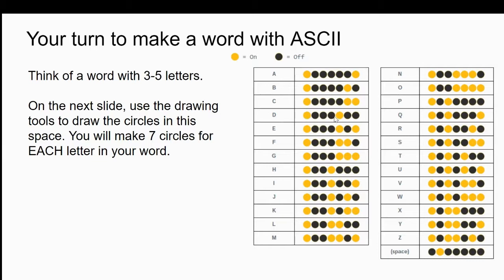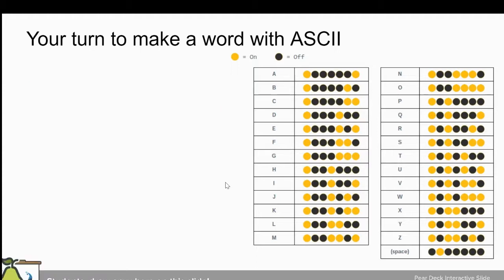orange, black, black, black, orange, black, black. So I would actually draw that right here. And then underneath it, I would do the O, which is on, off, on, on. And then I would do the G on the third row, which is the on, off, on. So you'll have at least 3 to 5 letters here that make up a word. And remember, each letter needs to have the 7 circles so we can translate it using the ASCII table. And now you actually have space to do that on this particular slide.